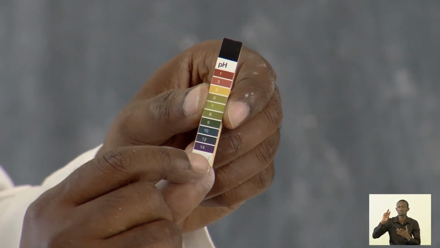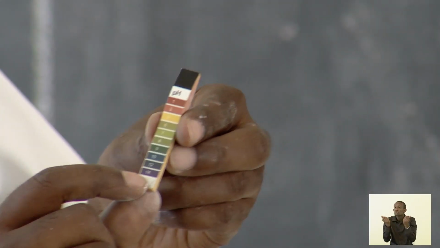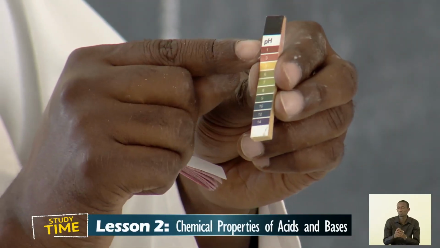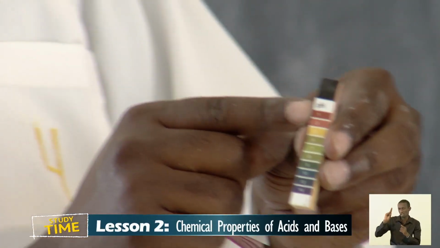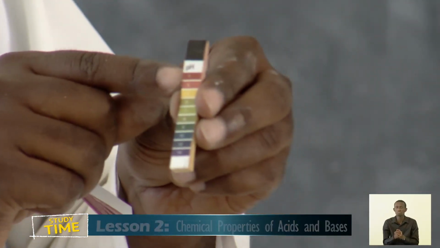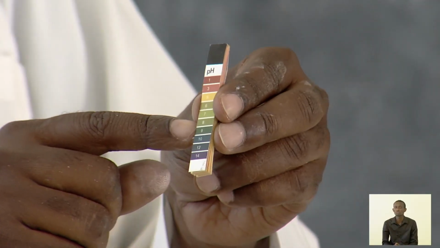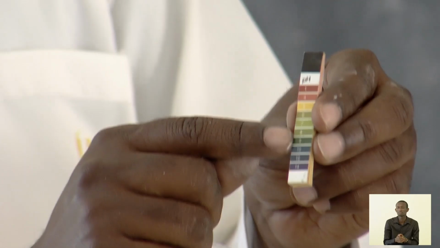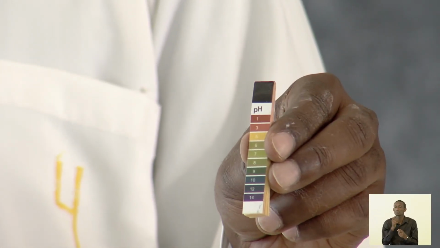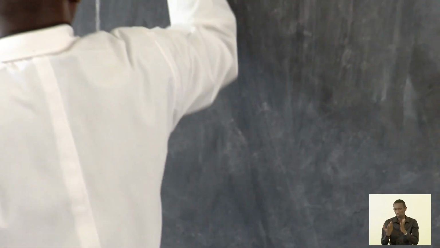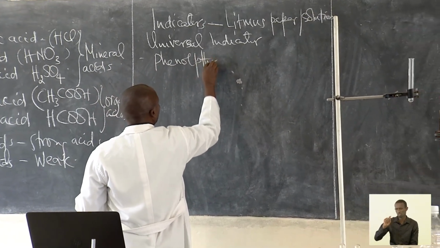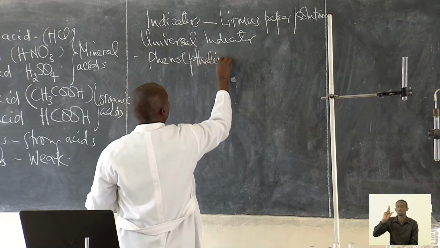If the solution is basic, with a pH of 14, it will be violet. And if it is acidic, then it will be red. And you see the water, which is neutral, is close to that neutrality with the green color that is indicated, right? So we mentioned those indicators. We mentioned other indicators, the phenolphthalein indicator.